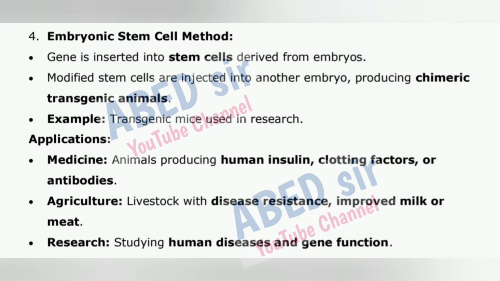4. Embryonic stem cell method. Gene is inserted into stem cells derived from embryos. Modified stem cells are injected into another embryo, producing chimeric transgenic animals. Example, transgenic mice used in research. Applications. Medicine, animals producing human insulin, clotting factors, or antibodies. Agriculture, livestock with disease resistance, improved milk or meat. Research, studying human diseases and gene function.